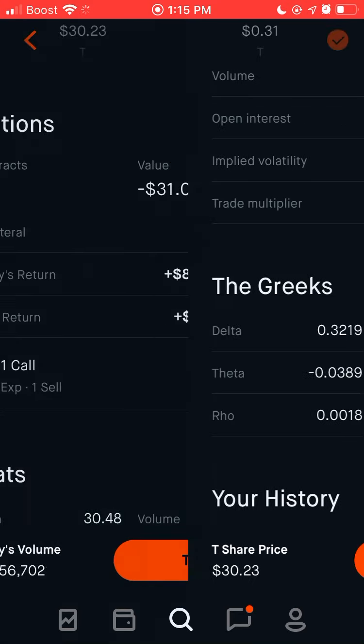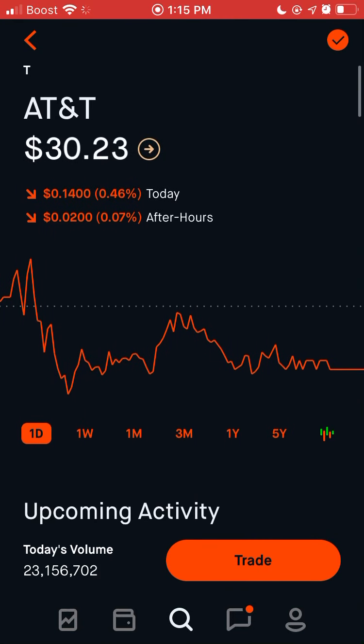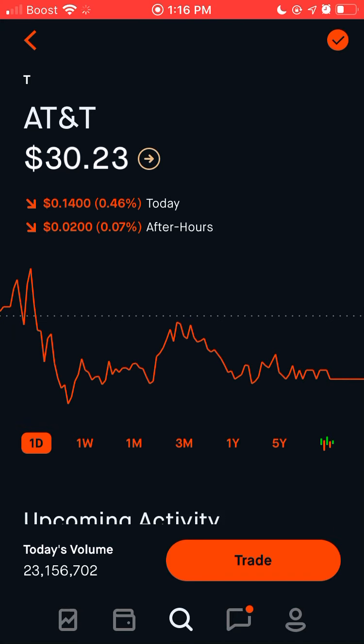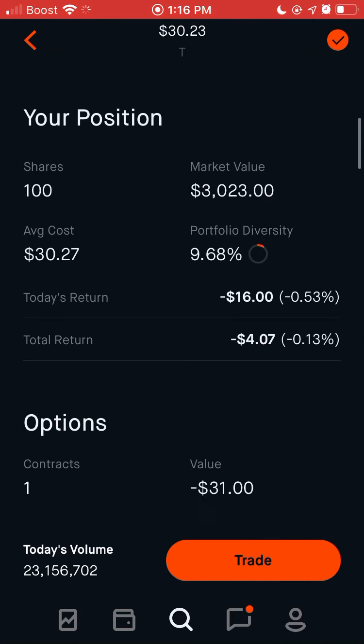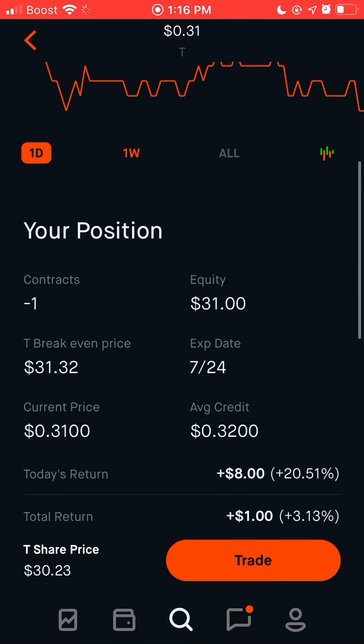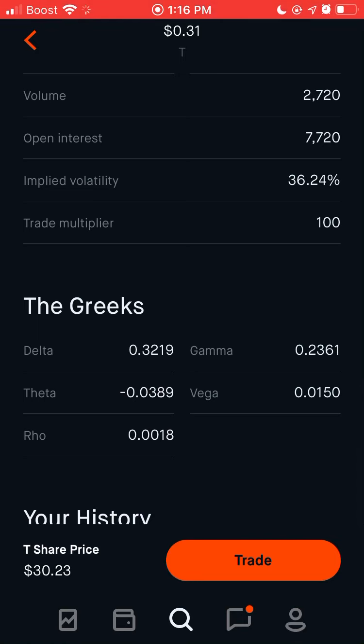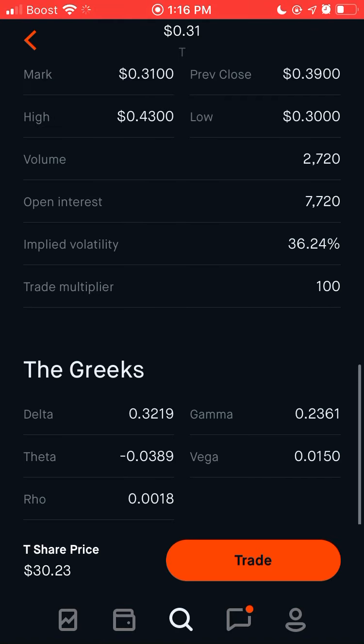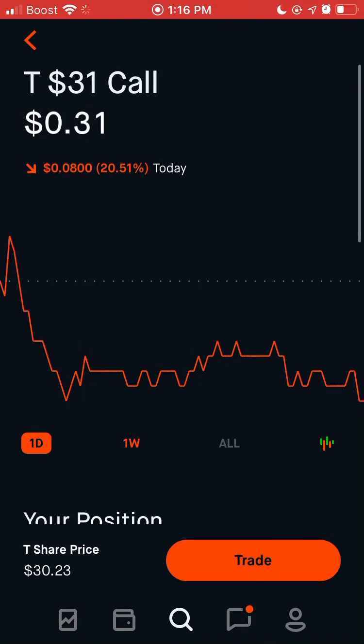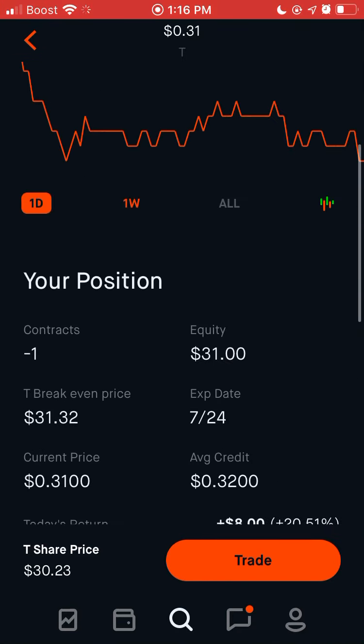What this means is that if AT&T goes up $1, which would mean that AT&T stock goes to $31.23, this option contract would go up in value about $32. You take the delta and multiply it by 100 because obviously one contract represents 100 shares. So if AT&T stock goes up $1, the option premium will go up $32. So this contract is currently worth $31. If AT&T goes up $1, this contract would be worth about $63.